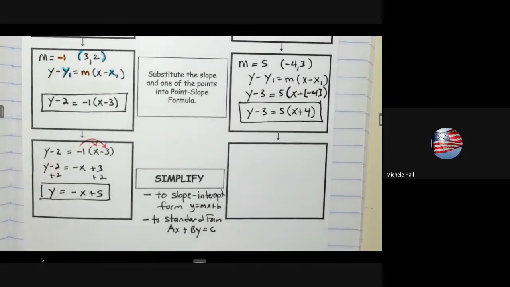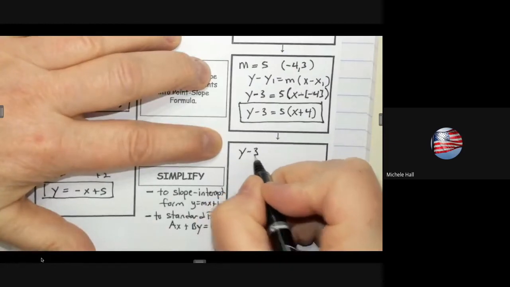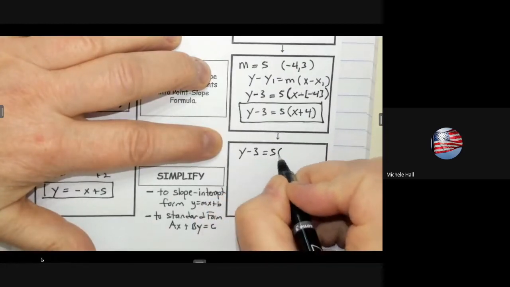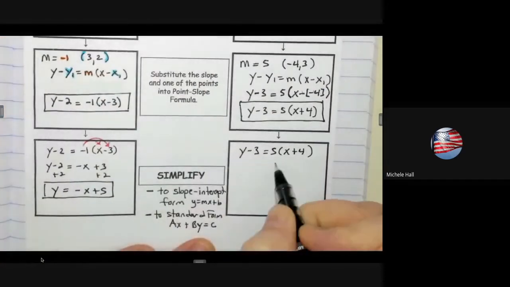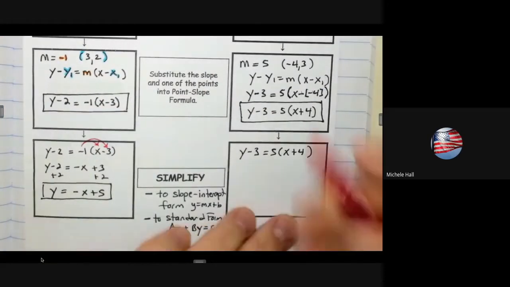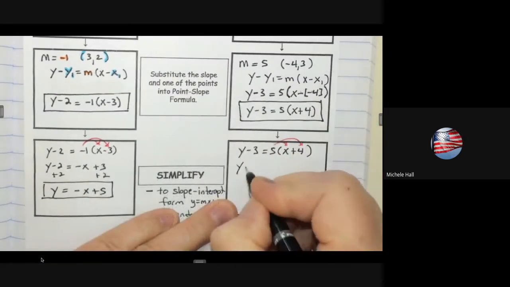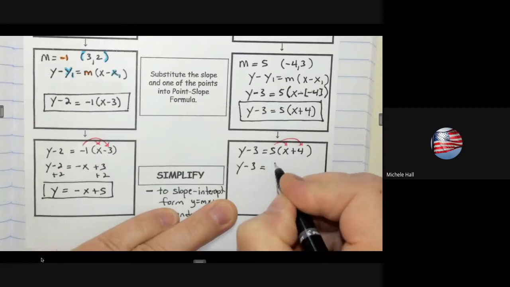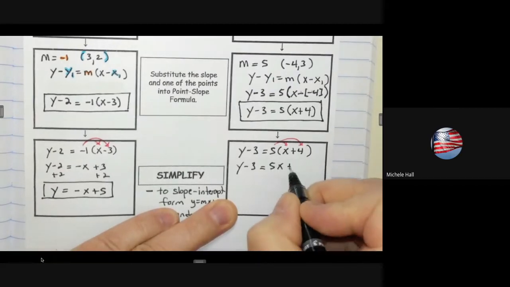Let's practice putting it into standard form this time. So we have y minus 3 equals 5 times x plus 4. We're going to use the distributive property to get rid of those parentheses. y minus 3 equals 5 times x, which is 5x, and then 5 times +4 is +20.